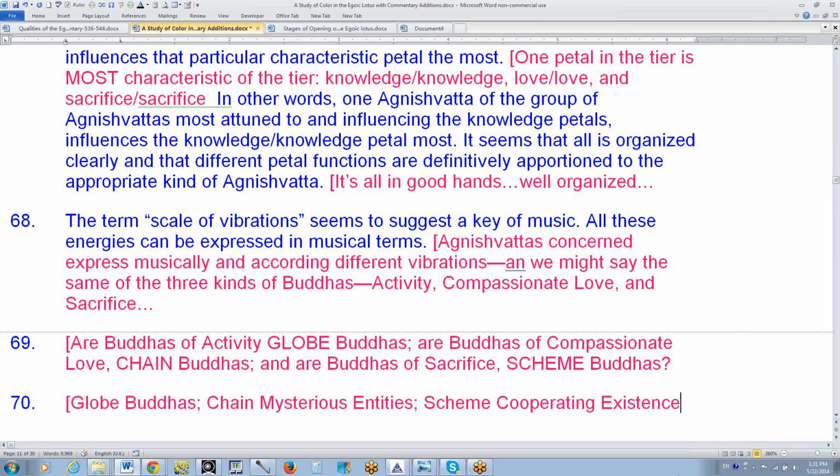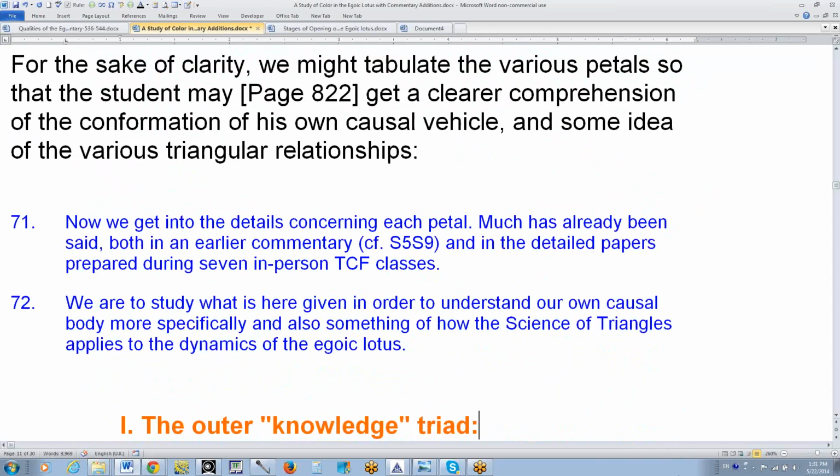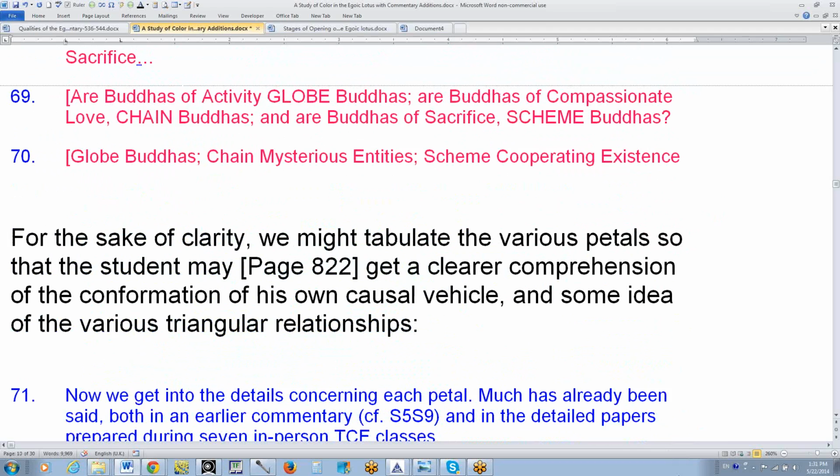Maybe he's only Sanat Kumara when considered as an emanation of the planetary logos, who is talked about as working with three cooperating existences. So, for the sake of clarity, we might tabulate the various petals so that the student may get a clearer comprehension of the conformation of his own causal body and some idea of the various triangular relationships. So now we get into the details concerning each petal, again from a different perspective.